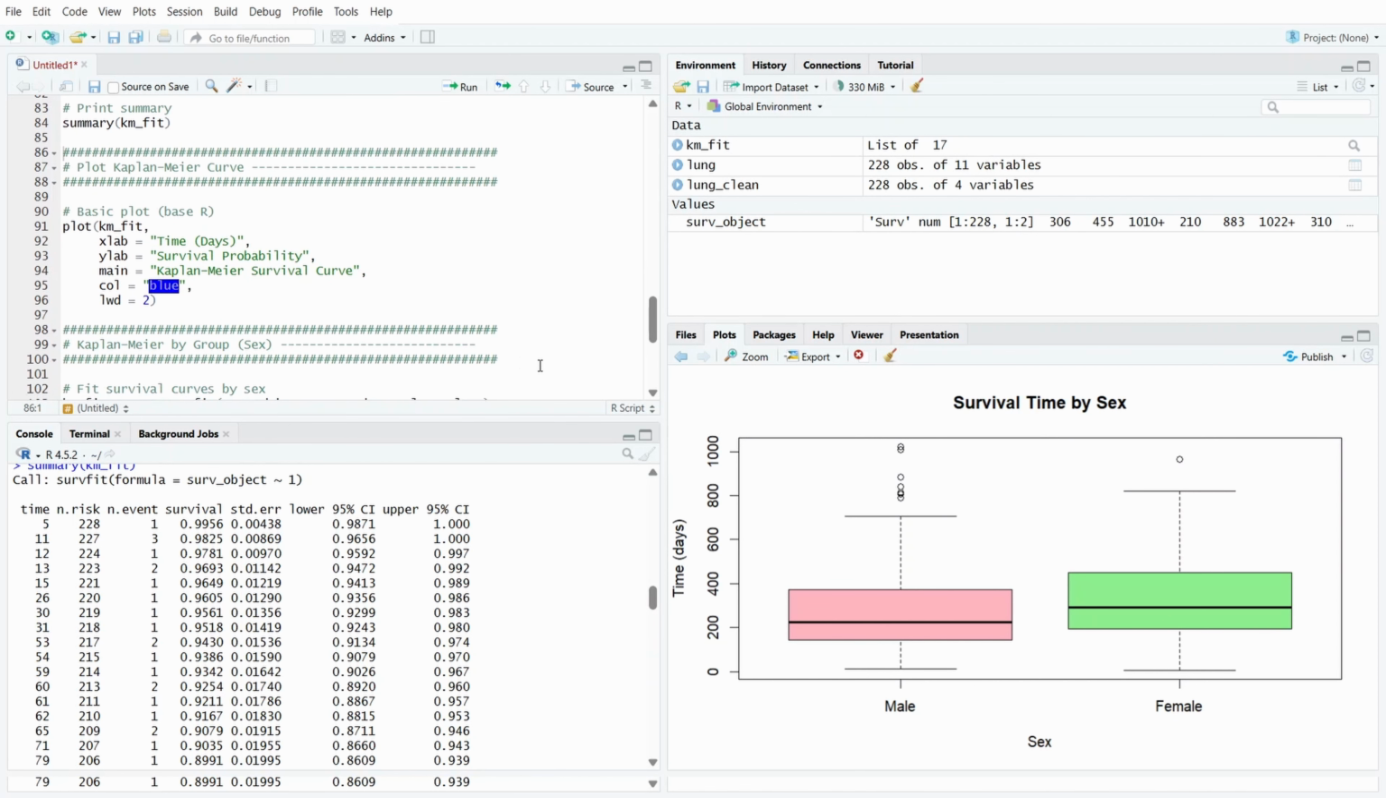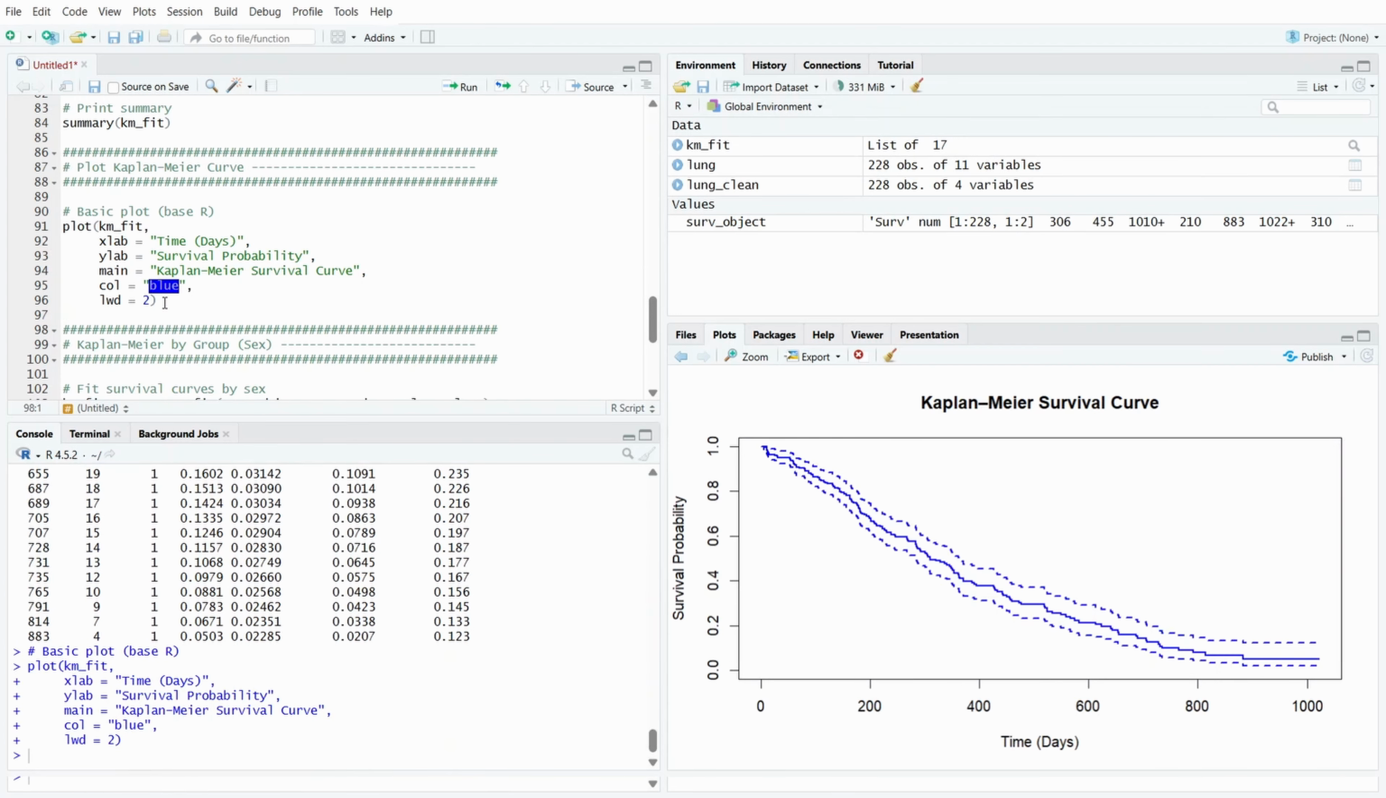Next, we visualize the Kaplan-Meier curve. This plot shows how survival probability decreases over time. Each step downward represents an event, such as a death, while censored observations are typically marked along the curve. This type of visualization is extremely useful in public health for understanding survival patterns in populations.